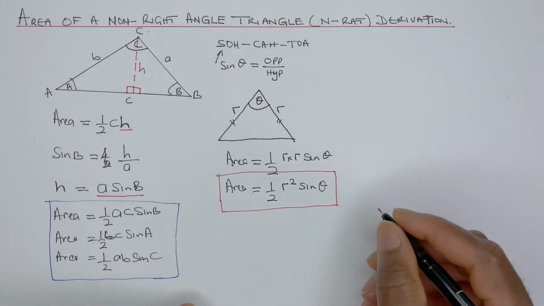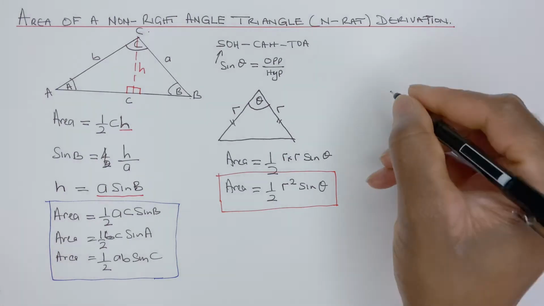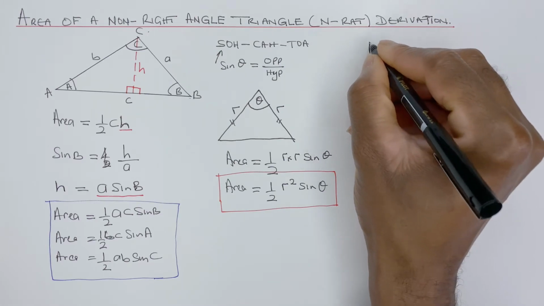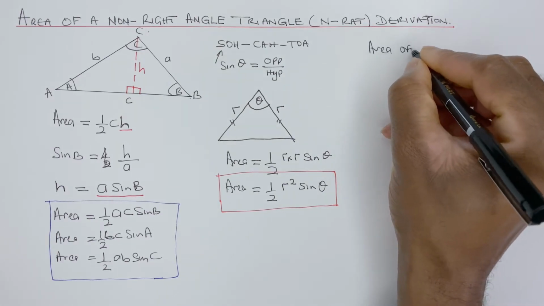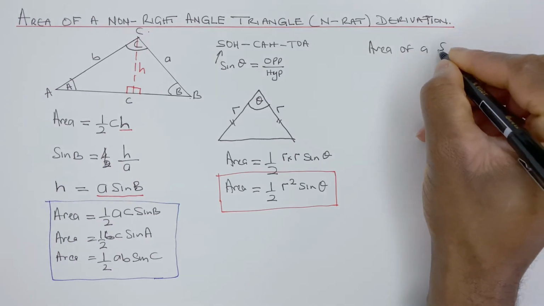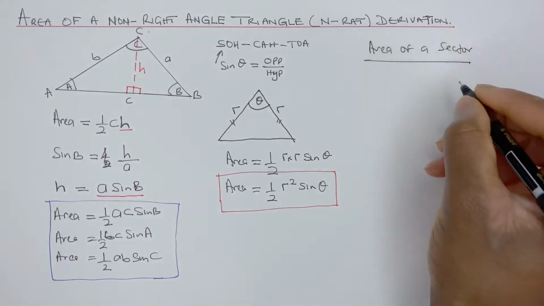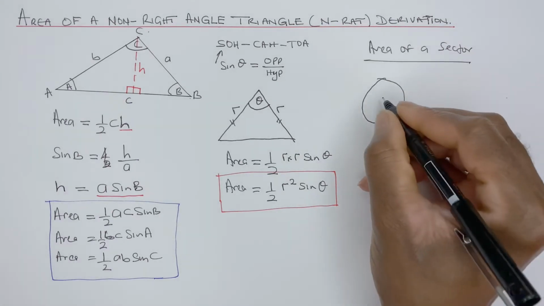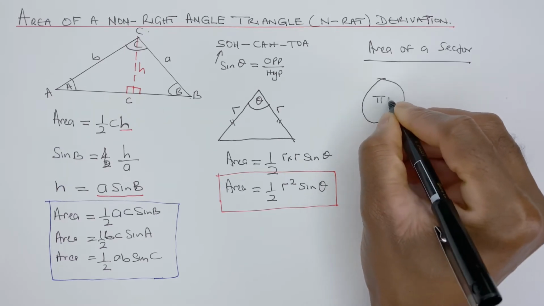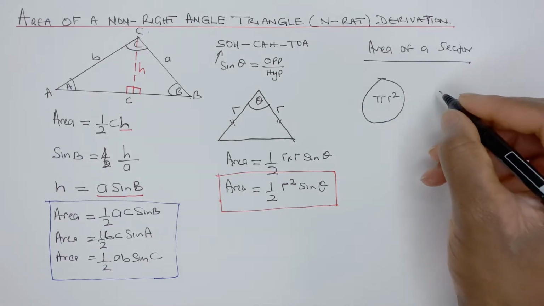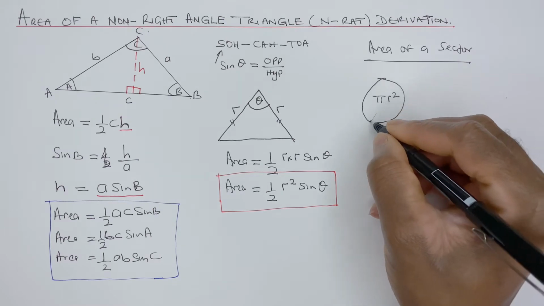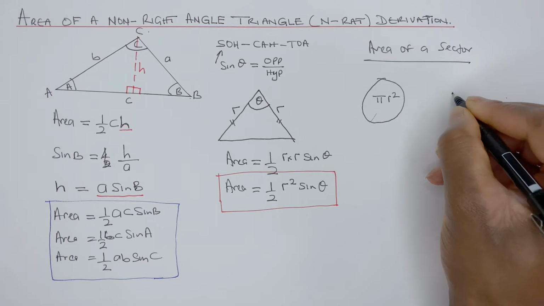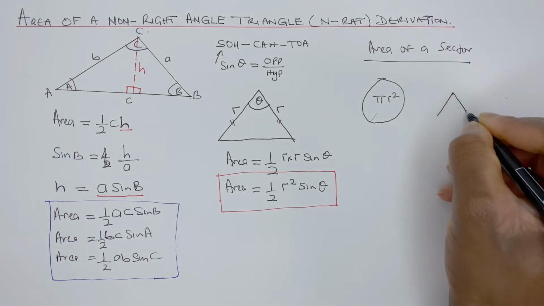Now, if you're to find the area of a sector, that's the other one we need to look at. A sector first of all: this is a circle, and the area of a circle is pi r squared. The area of a sector is like a pizza slice. So we have the center of the circle here, and the radius there, and here's a sector.